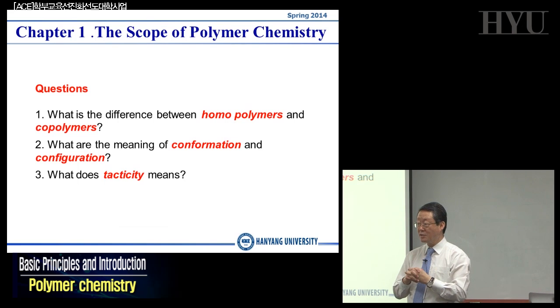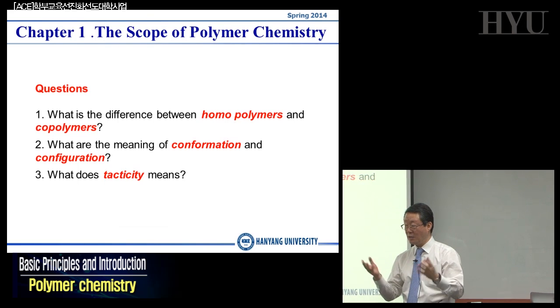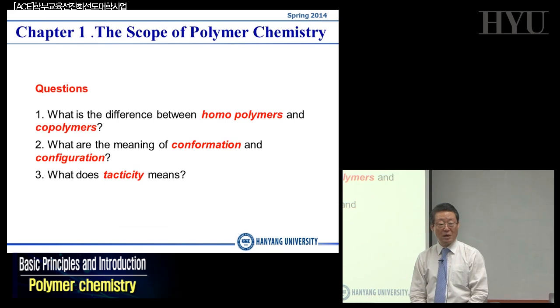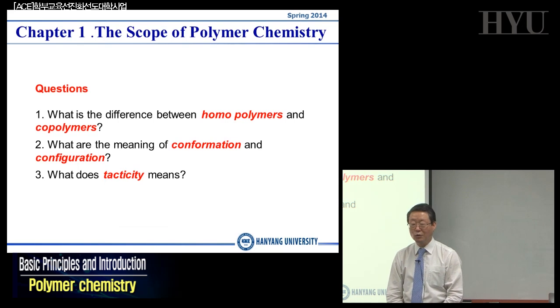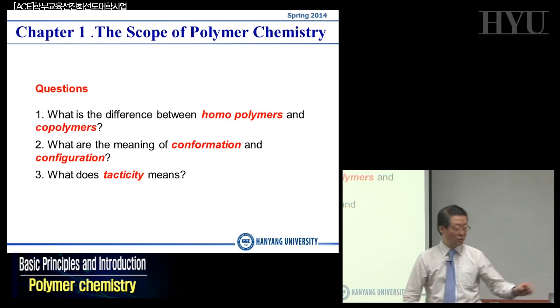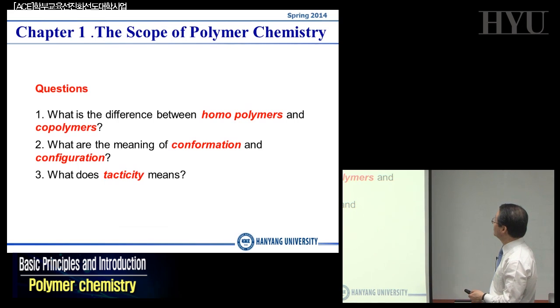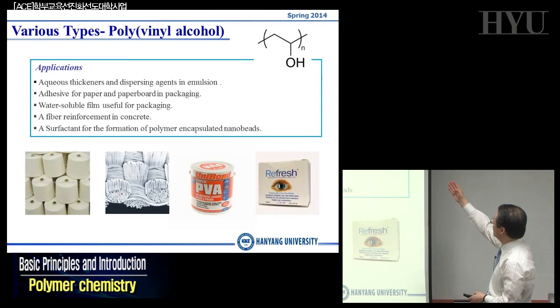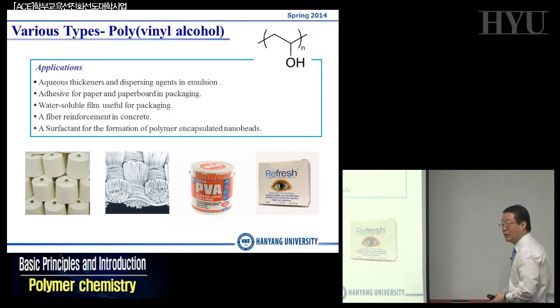So using this concept, I think you can make various types of copolymers. For example, polyacrylonitrile has a chemical structure. If you go back to alcohol, instead of this hydroxyl, you have a CN group.